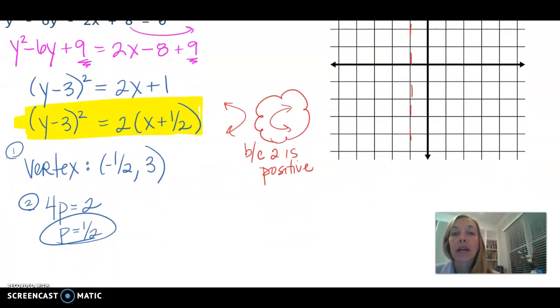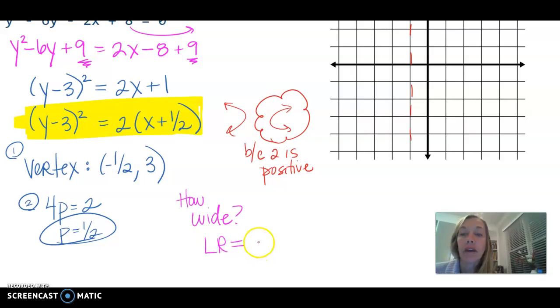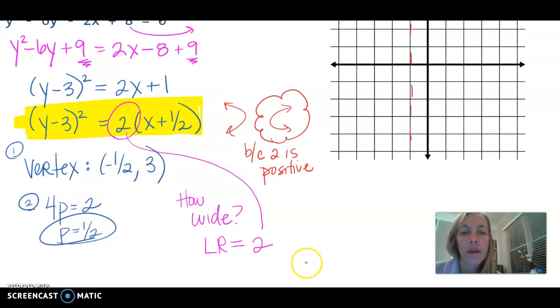All right, so then the last thing I need to come up with is how wide the parabola is. So remember, the latus rectum will tell you how wide. So the latus rectum is the 4p value. So in my case, the 4p is 2. That means it's too wide. So what I need to do is from the vertex, I'm going to go 1 up and 1 down because that will give me a total width of 2.